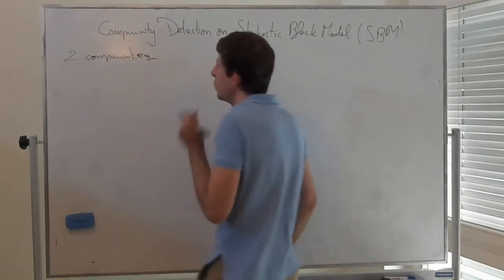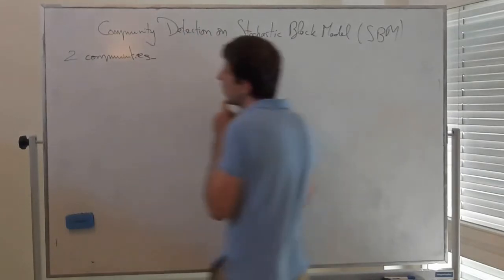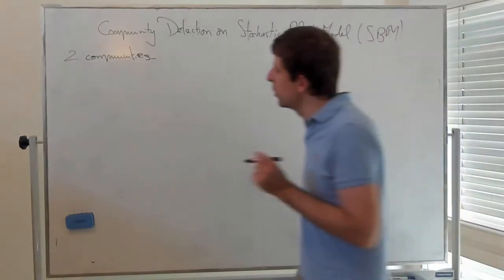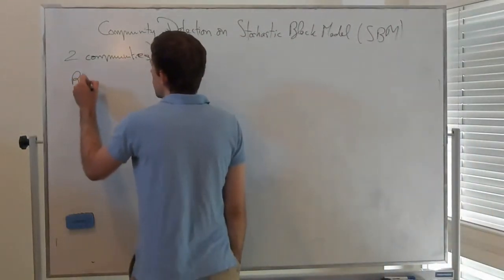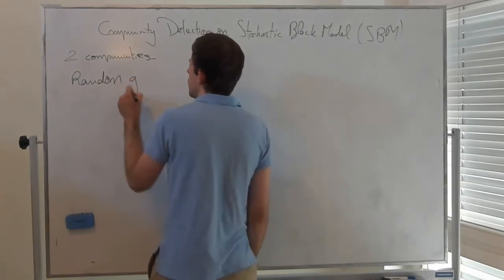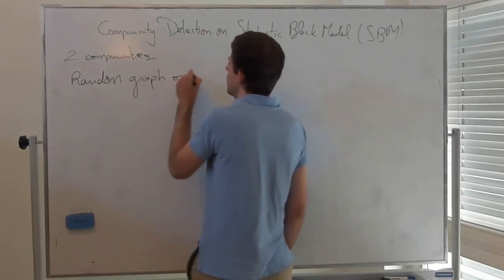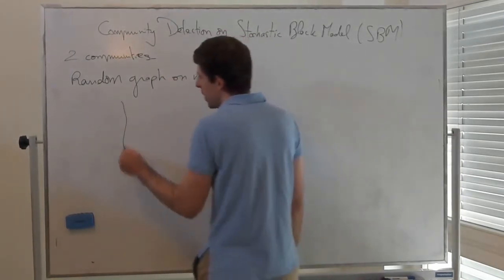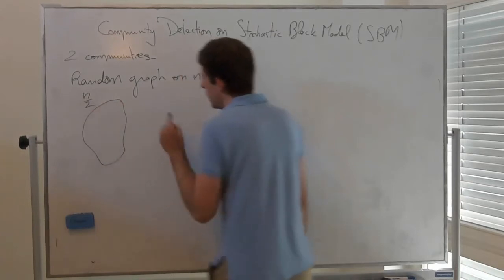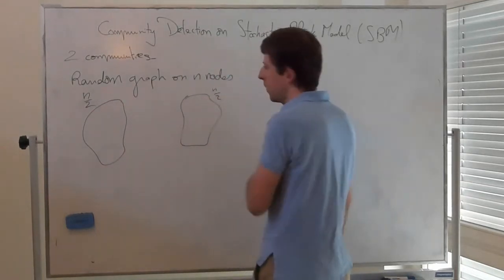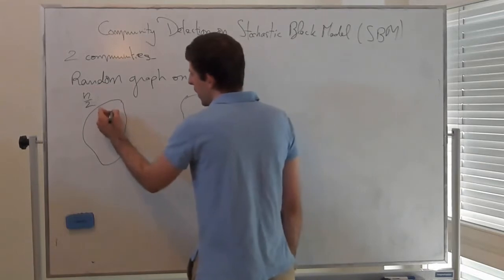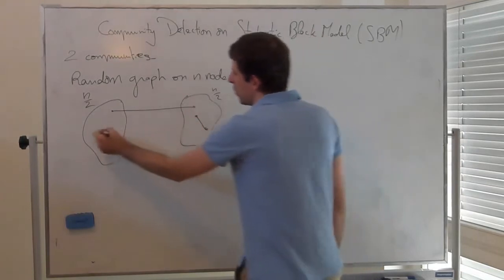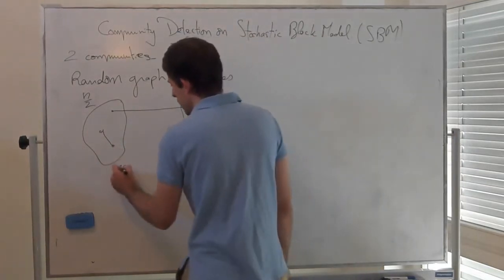Okay, so we'll have two communities. Right, and so we want to generate a graph that has sort of a community structure for two communities. So the way we're going to do this is we draw a random graph on n nodes. Okay, so we're going to split the n nodes at random, n over 2 nodes on one side and n over 2 nodes on the other. And now every pair gets an edge with some probability. Right, so edges are drawn independently.